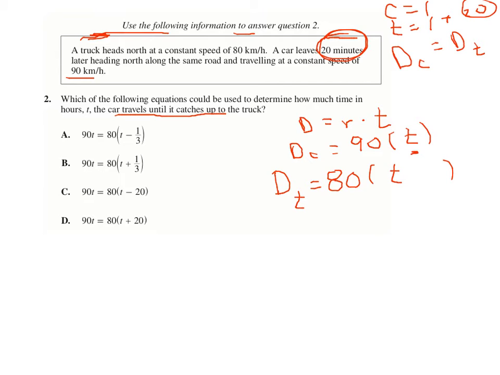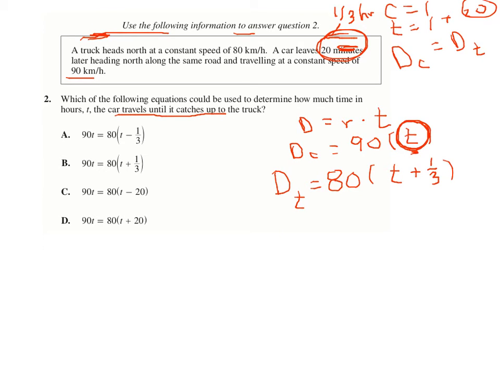Now we can't have 20 minutes and hours. We have to convert the minutes to hours so that we're dealing with hours and hours. So these minutes need to be converted to hours, and 20 minutes is 1/3 of an hour. So now we can say the time that the truck takes is t, which is the same amount of time as the car, plus the extra 20 minutes, which is plus 1/3 of an hour.